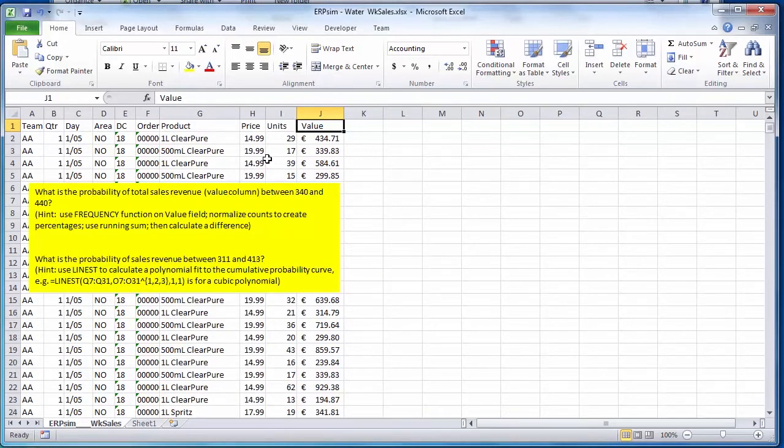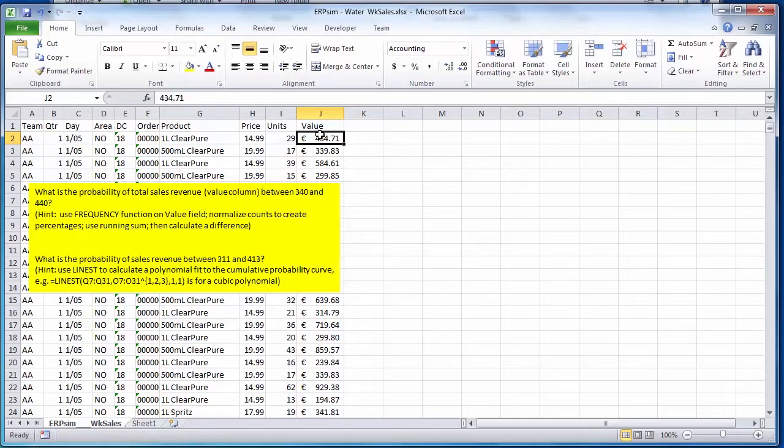This data corresponds to all the weekly sales data from all the games we played in ERP Sim for the water distribution game. So here's the product, and here's the price that was charged for that product by this team on that day in that area. In this case, all the areas have the same price. Sold that many units, and it's that value. So 29 times 14.99 is 434.71 euros.